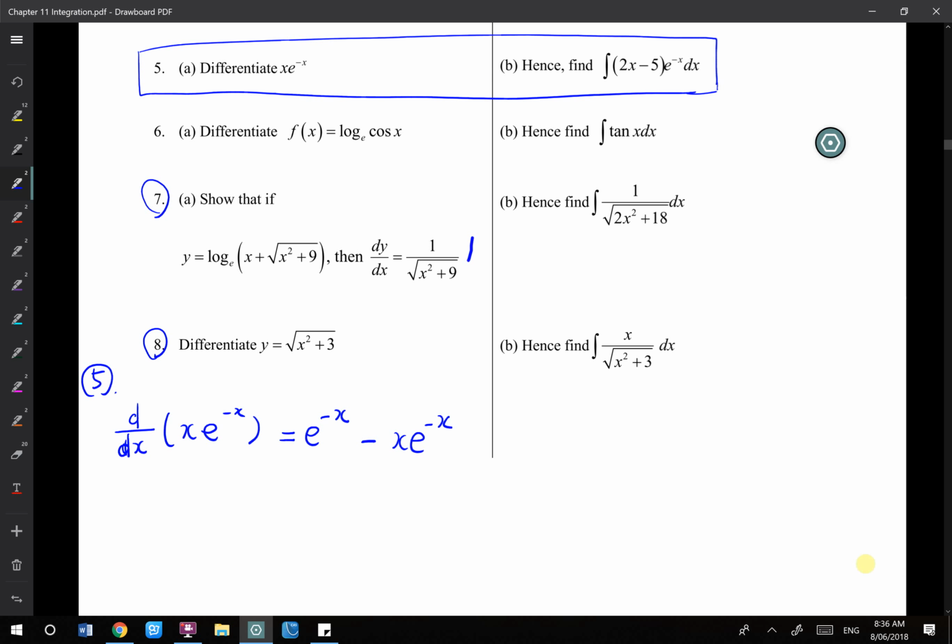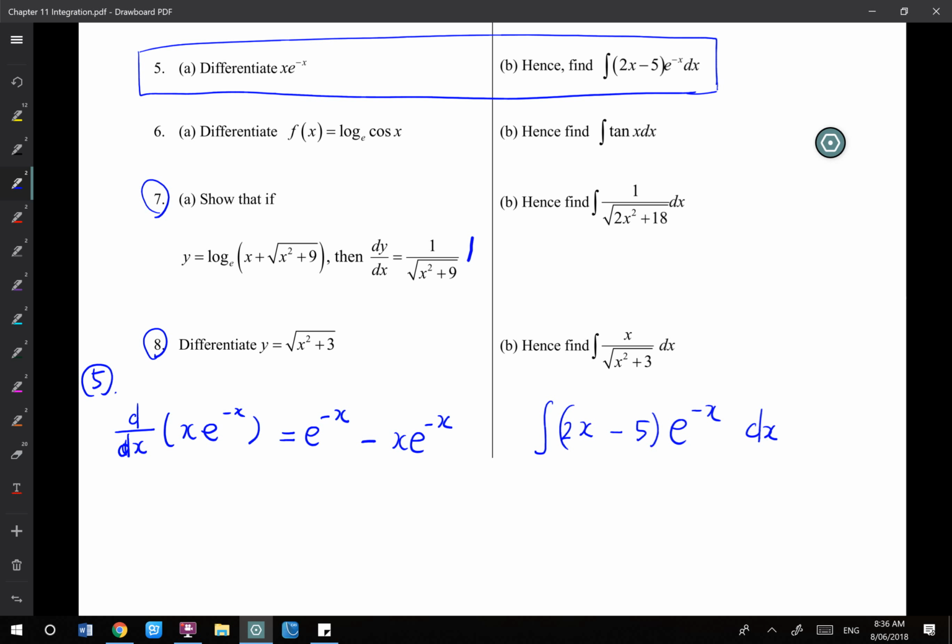And let's have a look at what we want. I want the integral of (2x minus 5) e to the power of minus x. This does not really look like what we get from the differentiation. Part of it, maybe this part, not this part, does not look like that one. So what is being asked here may not come just from this part.